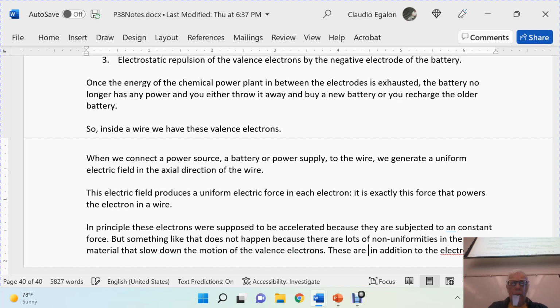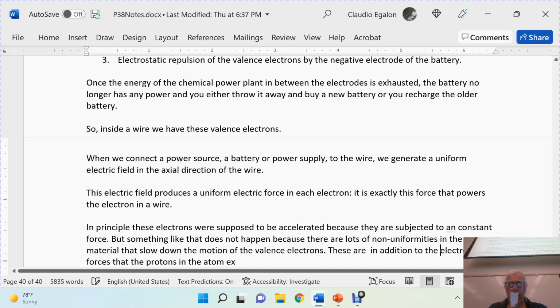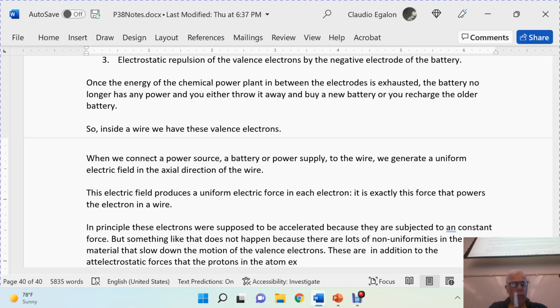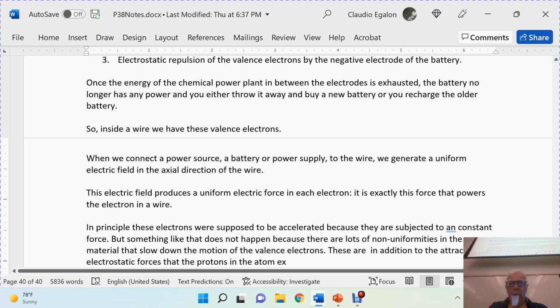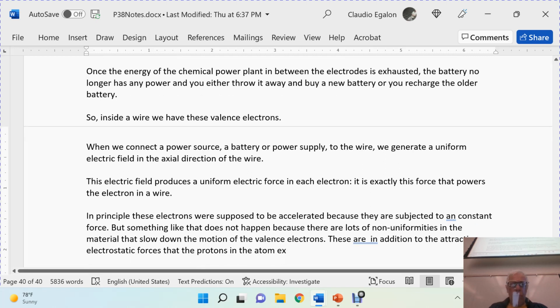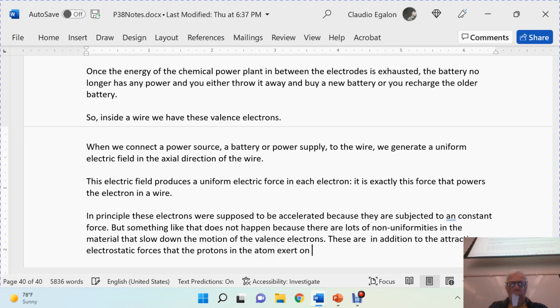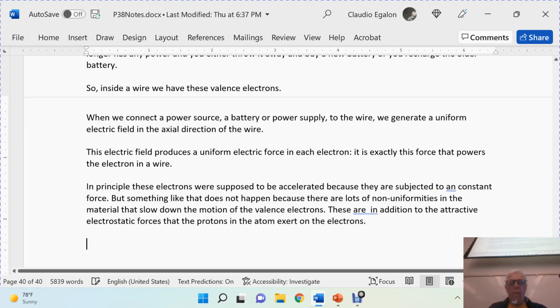These are in addition to the electrostatic forces that the protons in the atom exert on the electrons, the attractive electrostatic forces the protons in the atom exert on the electrons. Okay.